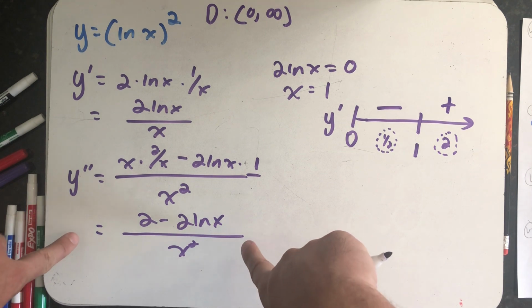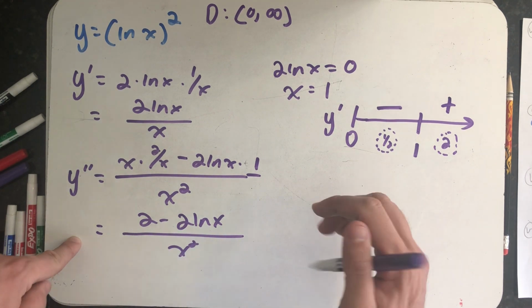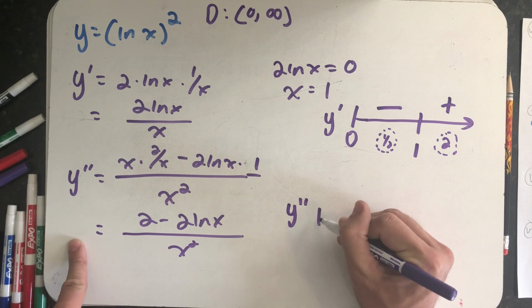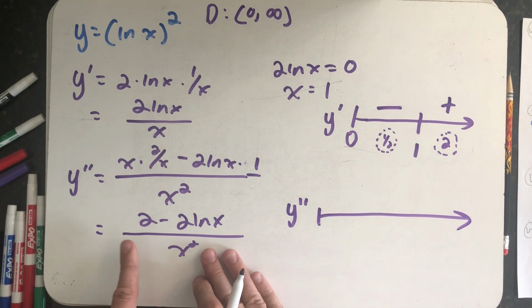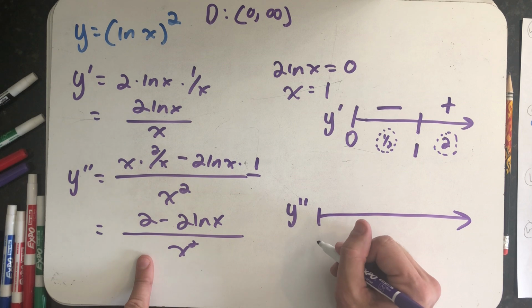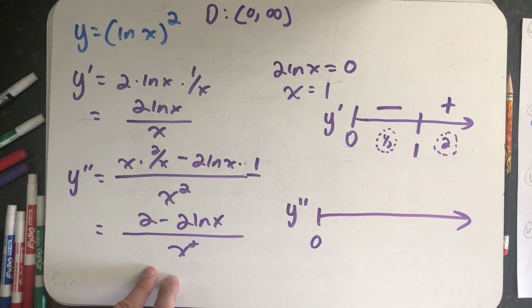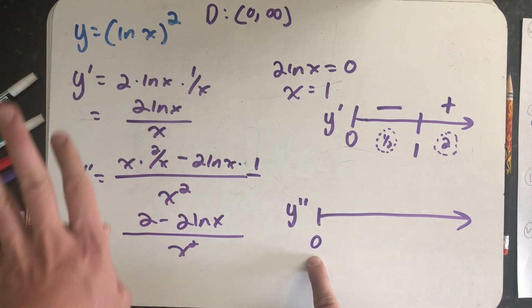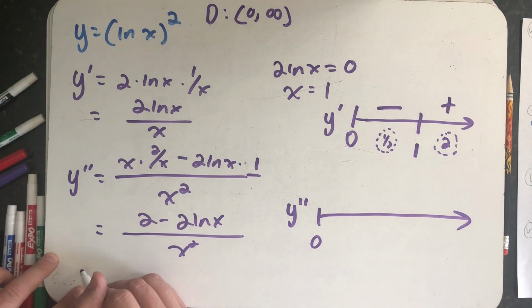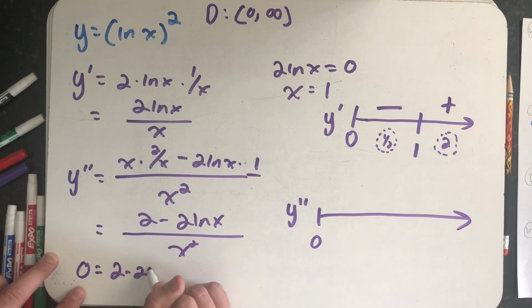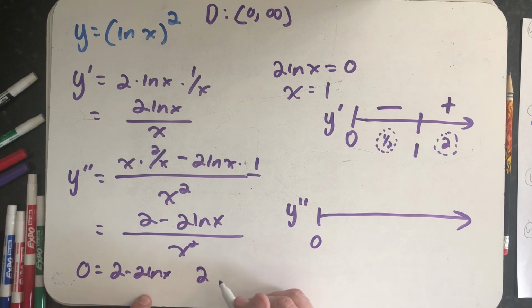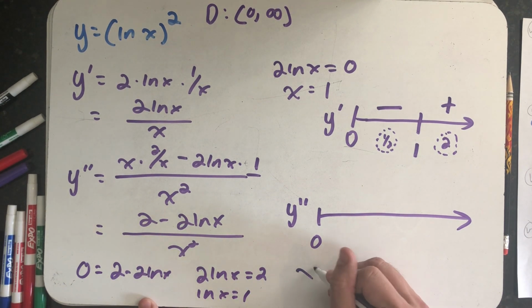So now we're at my second derivative, where I want to know any values where my second derivative might change sign. So I need to know the values where my second derivative fails to exist or is equal to 0. Well, again, the second derivative doesn't exist at 0, but that's not in my domain, so I don't need to worry about it. So I just need to set the top equal to 0. Adding this to both sides, I have 2 natural log of x equals 2, which means the natural log of x equals 1, which means x has to equal e.